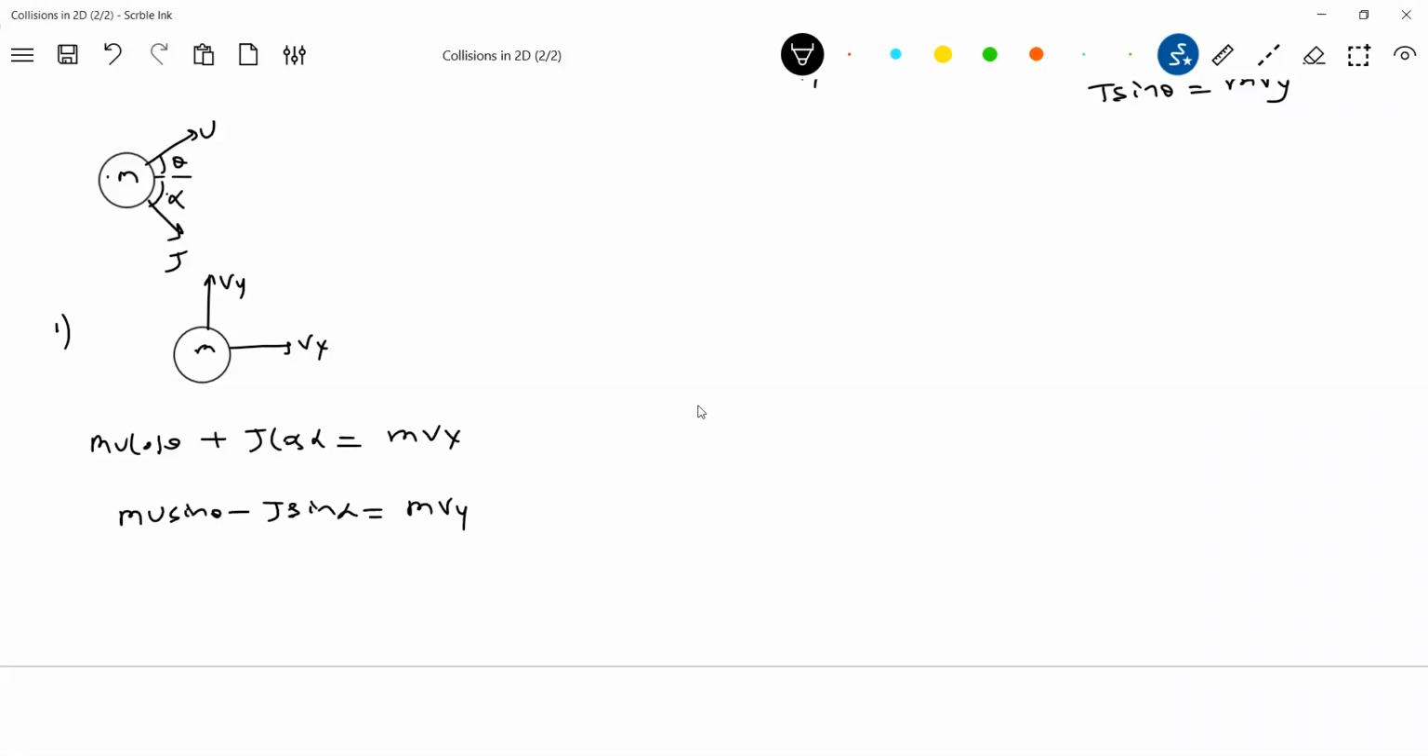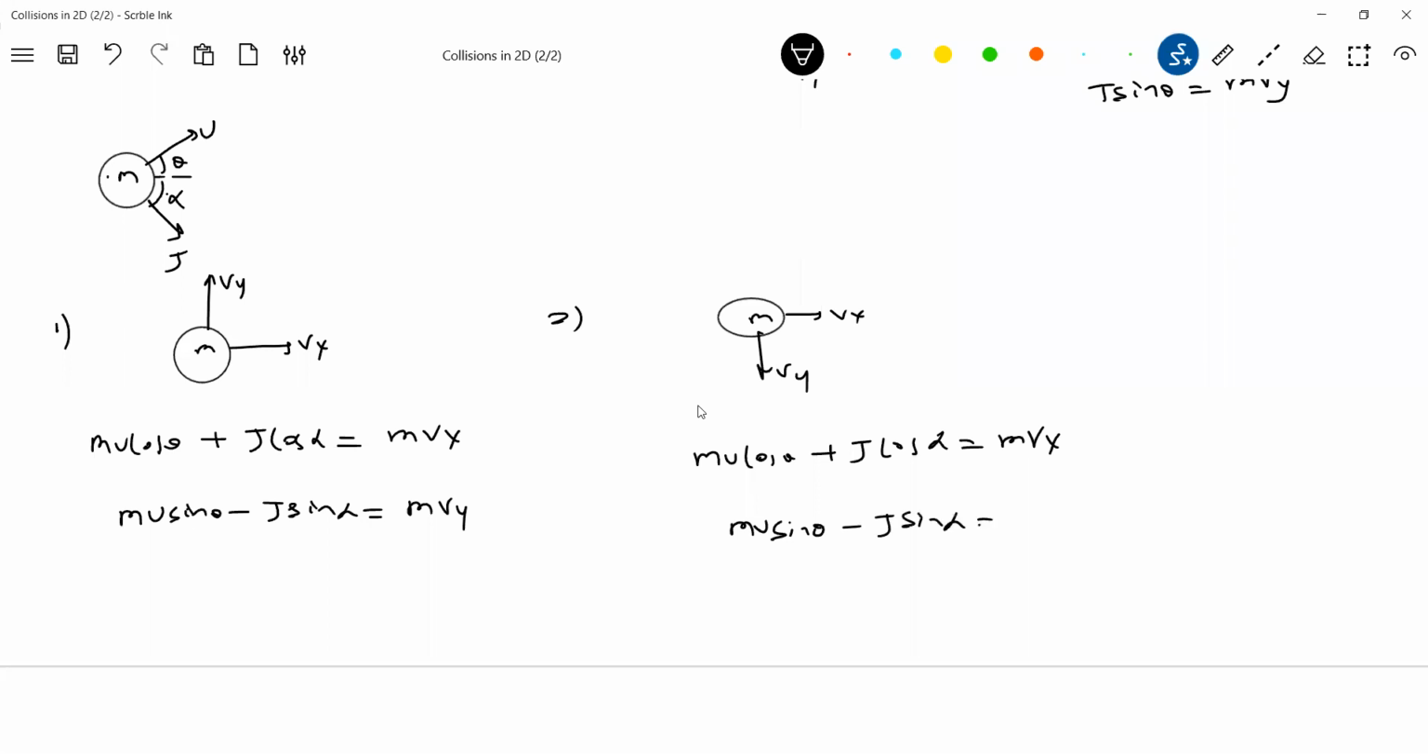Now, what is another possibility? Maybe j sin alpha equals mu sin theta. In that case, Vy will become 0, no? Then only the x component will come. Or the second possibility, the object will move in the fourth quadrant. In this case, what is the equation? Mu cos theta plus j cos alpha equals mVx, and mu sin theta minus j sin alpha equals minus mVy.